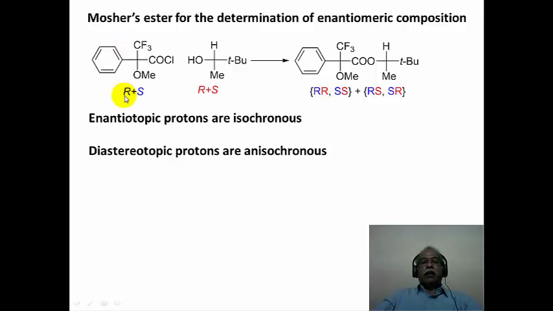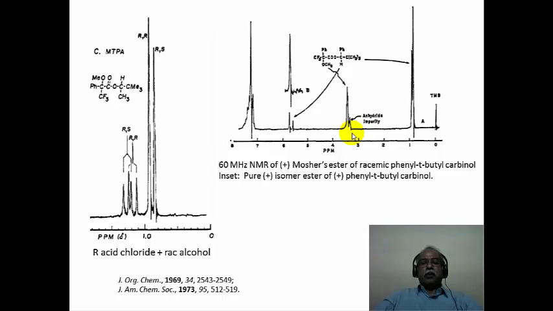Let us assume for the time being that we are taking only the R isomer of this particular acid chloride, which is called Mosher's acid chloride. Then we will have R of the blue, and the red of the other one. So the red R and R combination will be there, and R and S combination also will be there. In other words, the blue R and the red S combination will be there. So those are diastereoisomers, and they can be readily distinguished by NMR spectroscopy.